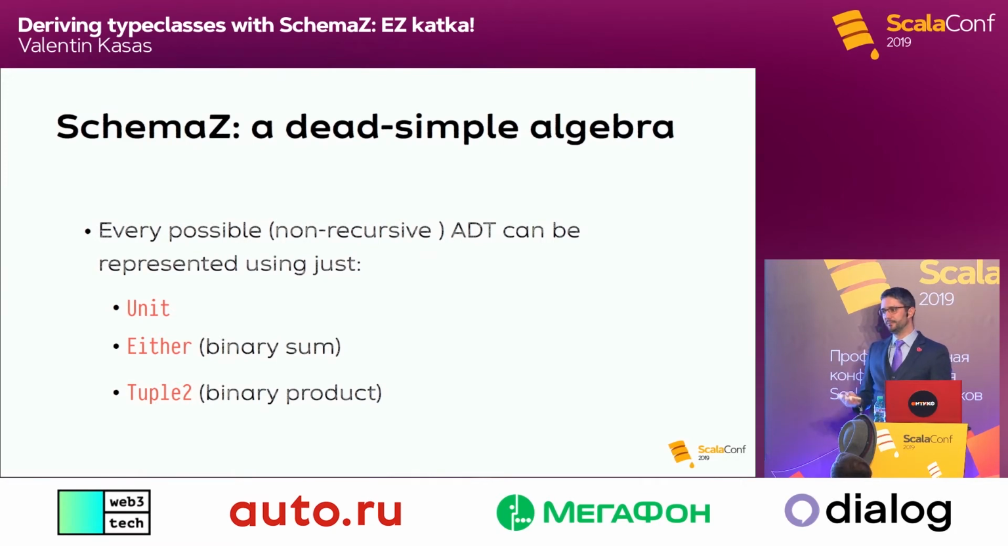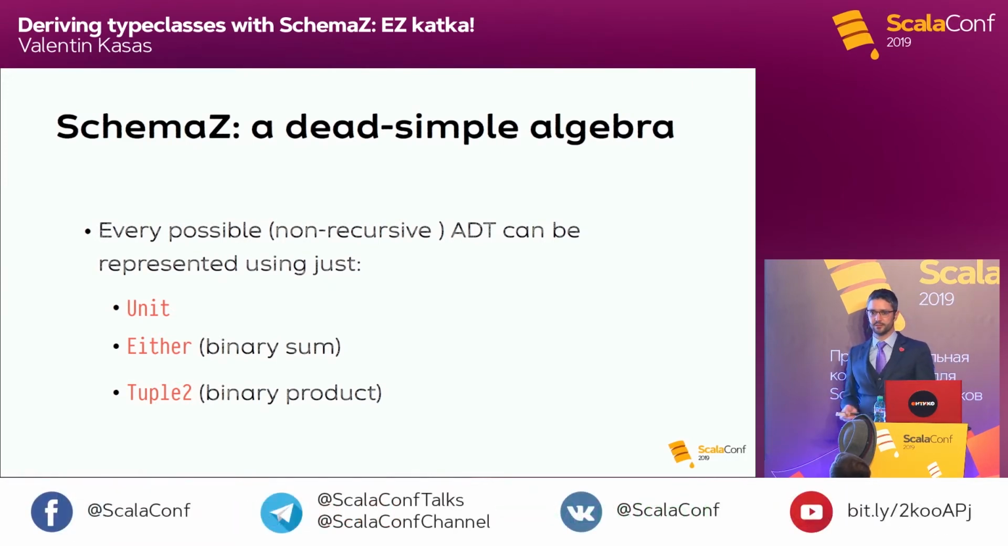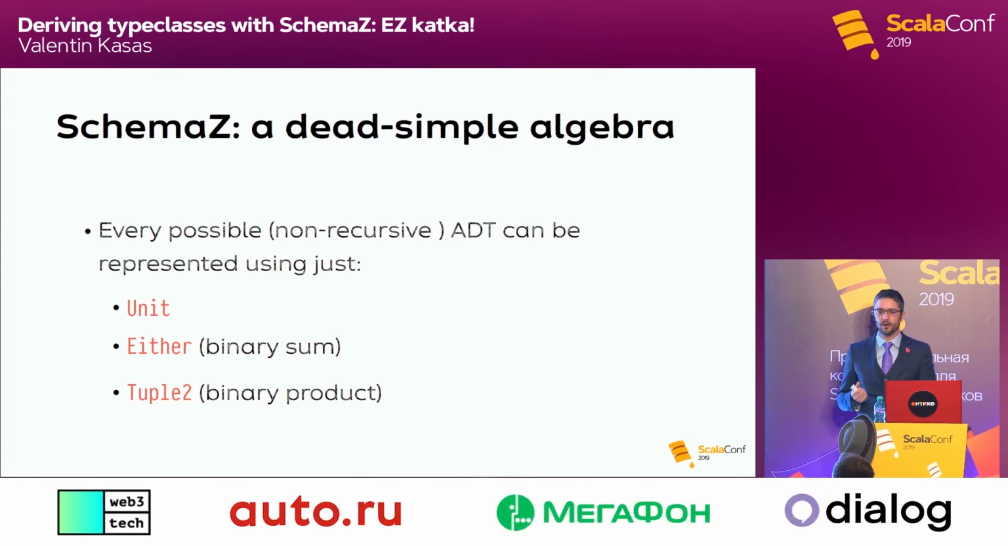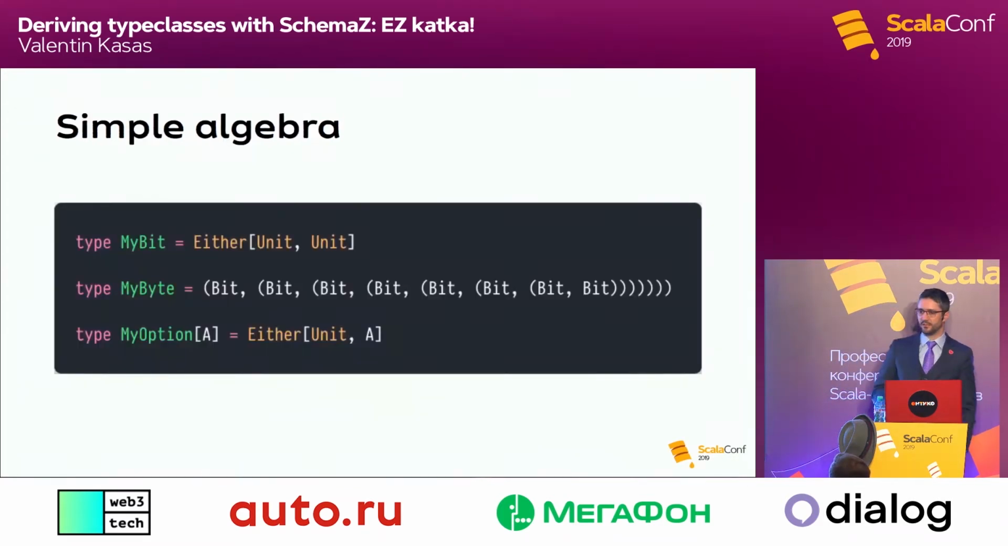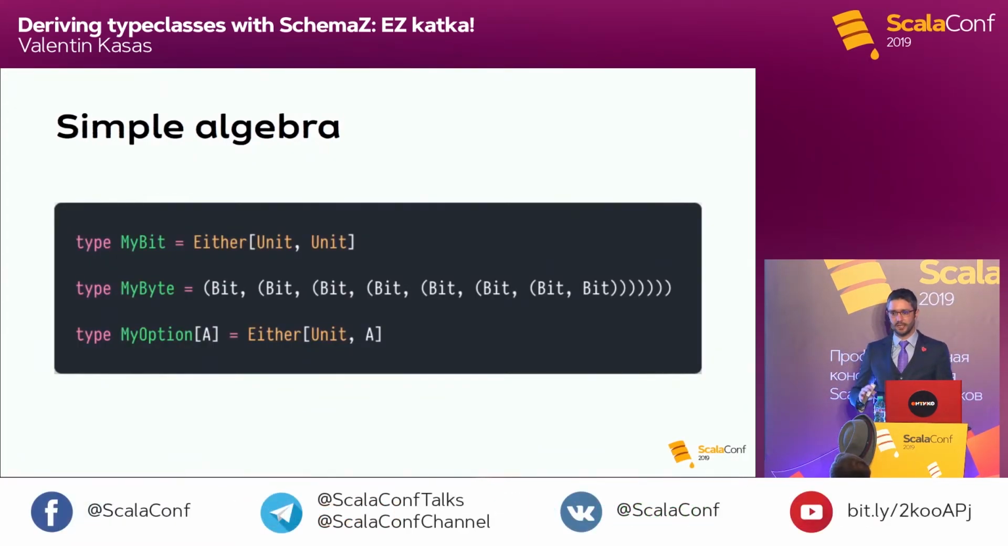So SchemaZ builds upon this realization that, in fact, ADTs are produced by a very, very simple algebra, which needs only three things: the unit type, a binary sum, which is Either, and a binary product, which is Tuple2. And to convince yourself that it is possible, let's take a look at a few types.